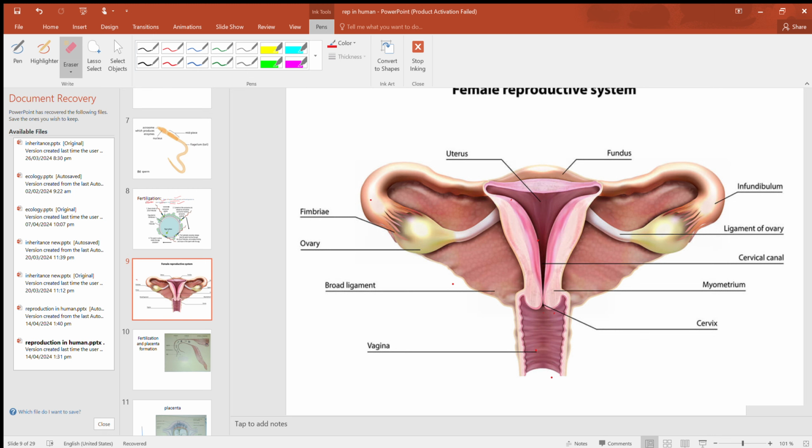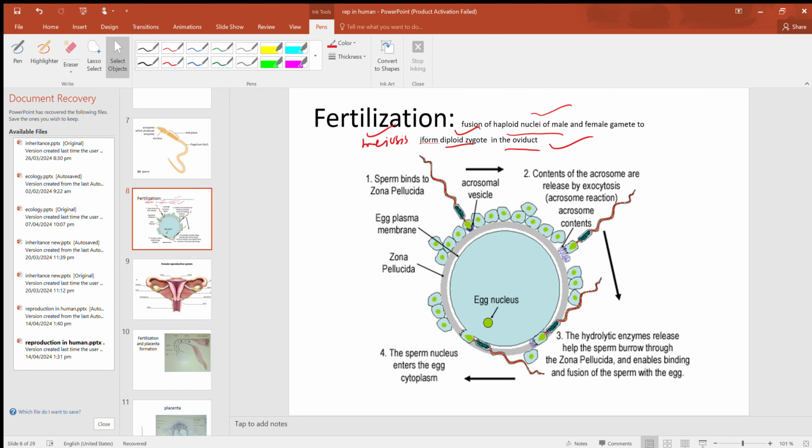Okay, now move on to fertilization. At first, you should know how to define fertilization. What is fertilization? Fertilization is the fusion of haploid nuclei of male and female gametes which are formed by meiosis.